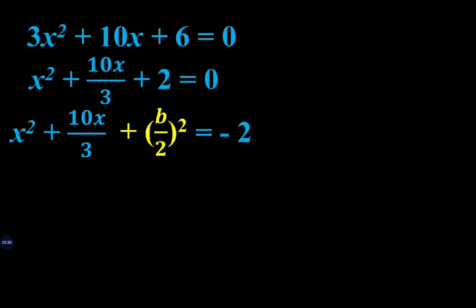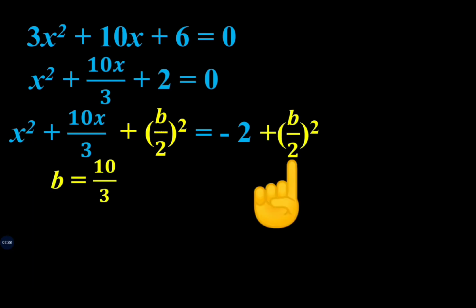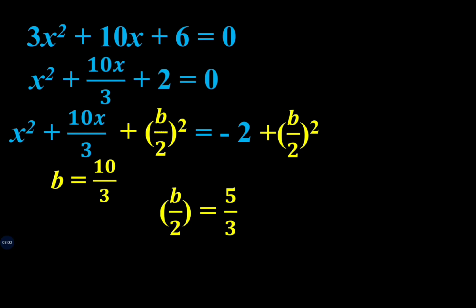But if we add b over 2 squared to the left hand side, we ought to do the same to the right hand side. The b value is equal to 10 over 3, and we take the b value of the expression that has got coefficient 1 of x squared. Note that. So b over 2 is going to be equal to what? What's 10 over 3 divided by 2? 10 over 3 divided by 2 is 5 over 3. So b over 2 is 5 over 3. So the b over 2 squared now is 5 over 3 squared.